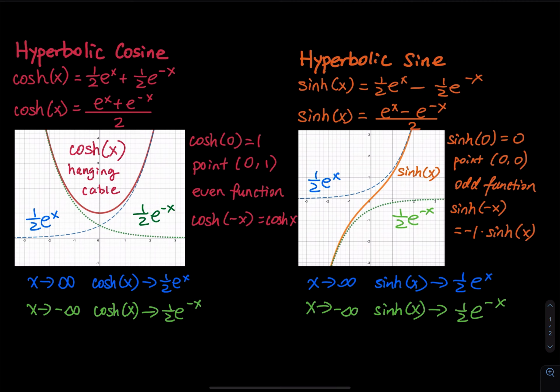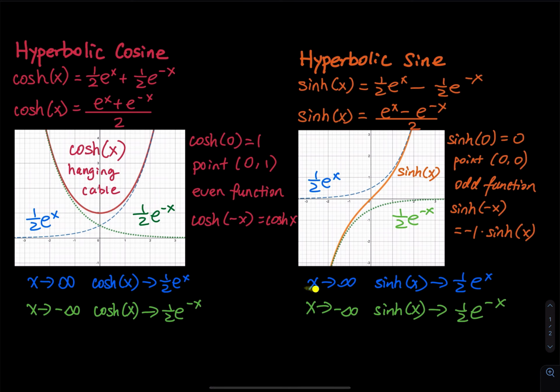And here is the graph. There is a point that you should know: when x is 0, y is 0, so we have a point at the origin. This is an odd function, so hyperbolic sine of negative x is equal to negative 1 times hyperbolic sine of x. Another good example of an odd function is f of x equals x to the third power. In fact, that looks like x to the third power, right? It's like a parabola with a broken arm on the left side.